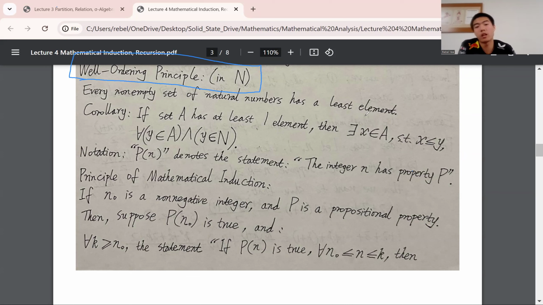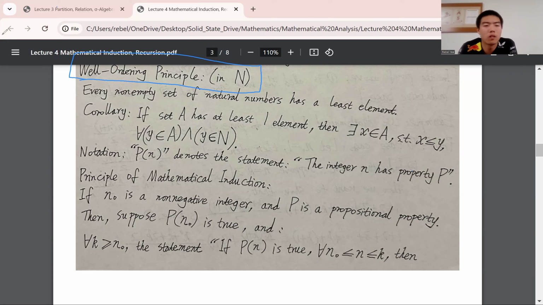But for integers, we cannot always make sure there's a least element, because it can go to negative infinity. So you cannot always make sure there is a least element, or that negative 1 million is the smallest. Possibly there's negative 1 million and minus 1.